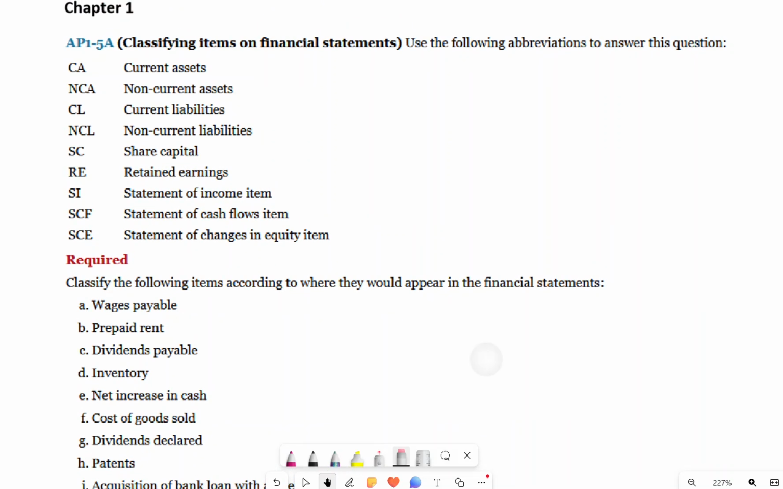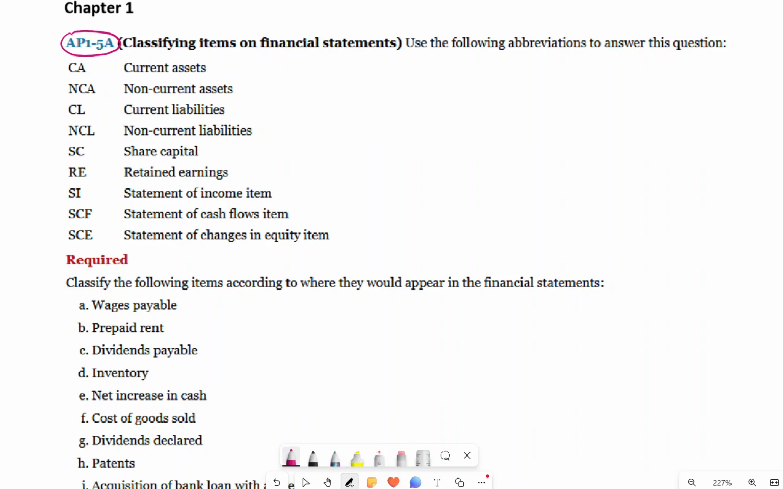Today's recording is for Chapter 1 Financial Accounting. We're going to take up the homework today. The first homework question is AP 1.5a.